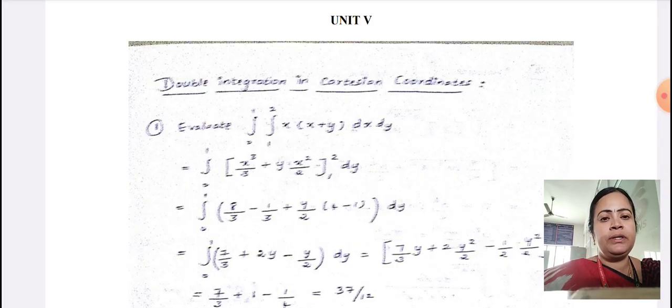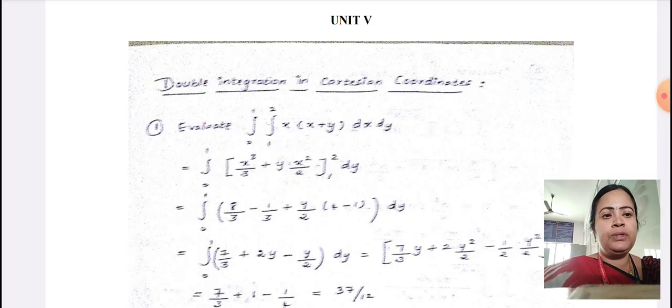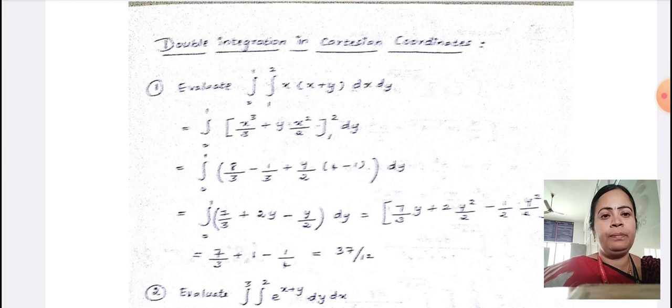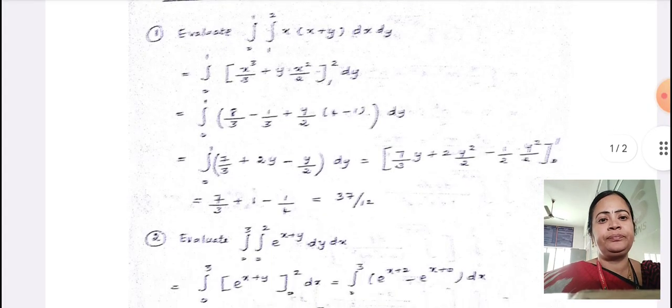So when you integrate 7 by 3, you get 7 by 3 into y plus 3 by 2 into, when you integrate y, you get y square by 2, upon the limit 0 to 1. Again applying upper limit and lower limit, you get 7 by 3 plus 3 by 4, and upon simplification you get 37 divided by 12 is the answer.